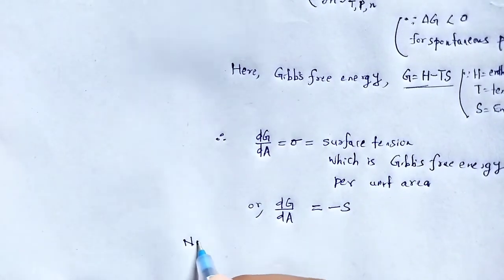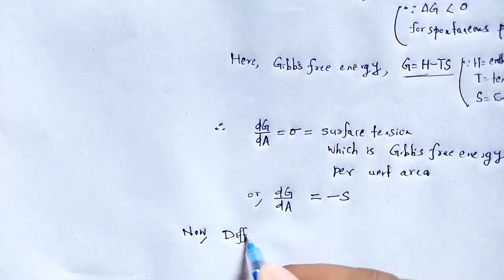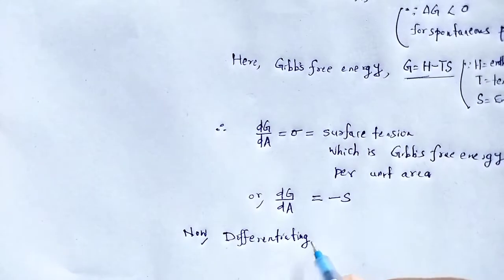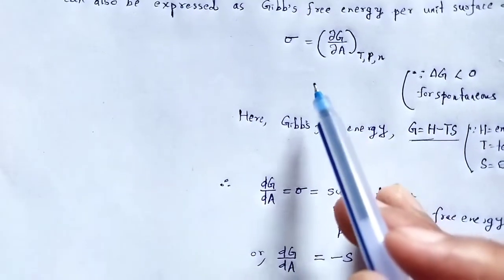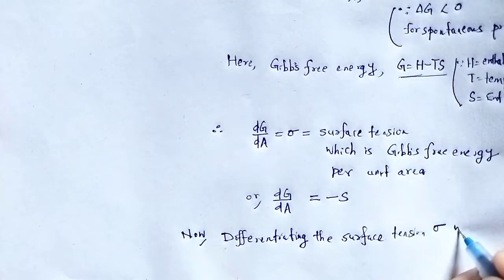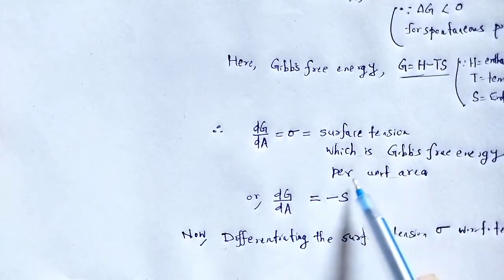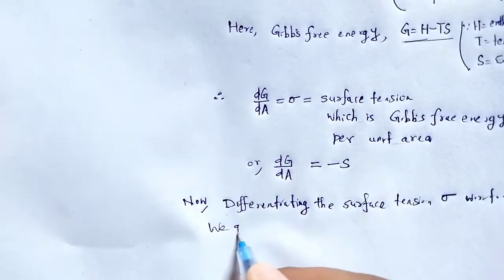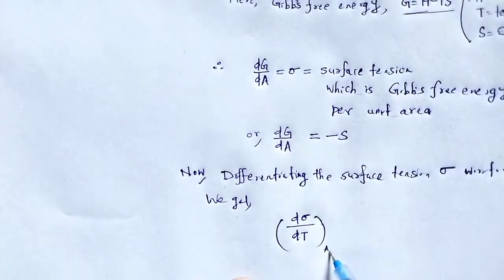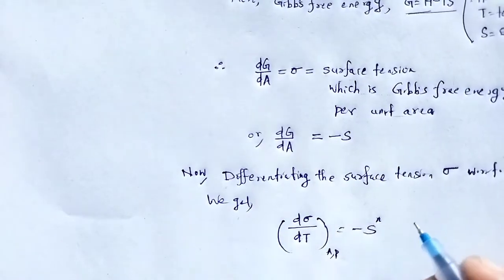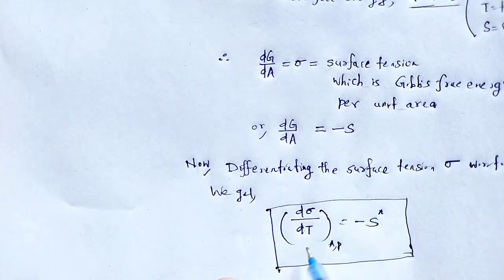Now, differentiating the surface tension sigma with respect to temperature, keeping in mind that surface tension, which gives energy per unit area, is minus S. So we get, that is d sigma by dT at constant area and pressure will be minus S to the power n, n being the number of molecules. That is the expression for the surface tension with respect to temperature.